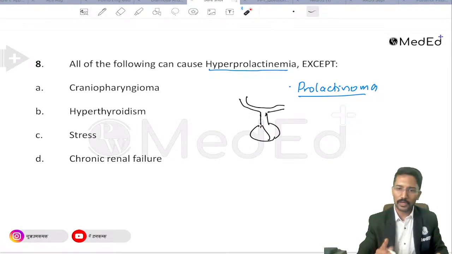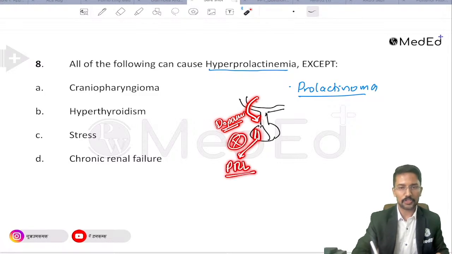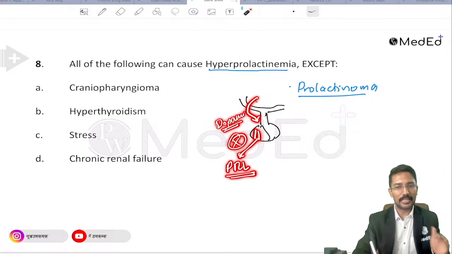But prolactin is one hormone which is under the inhibitory control, right? Hypothalamus constantly produces dopamine, right? And this dopamine will inhibit the prolactin secretion. It inhibits the prolactin secretion, right? It is under the inhibitory control.